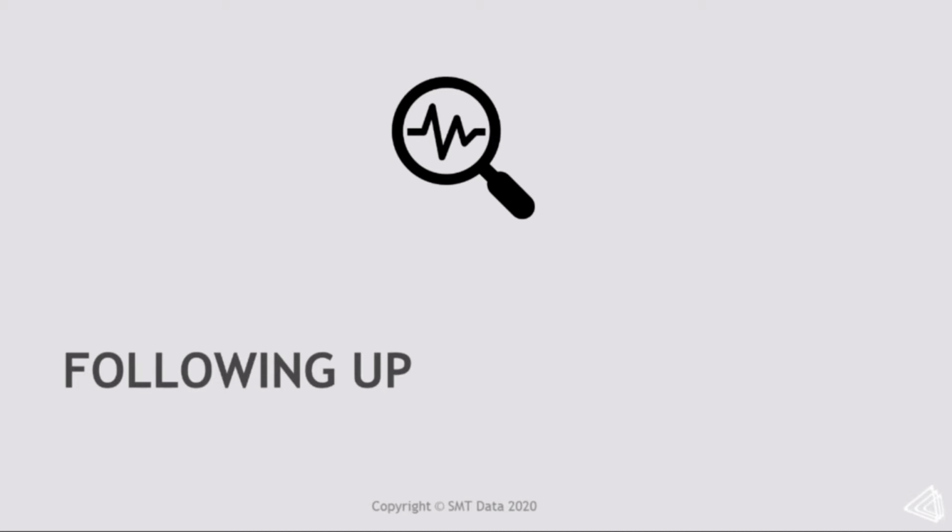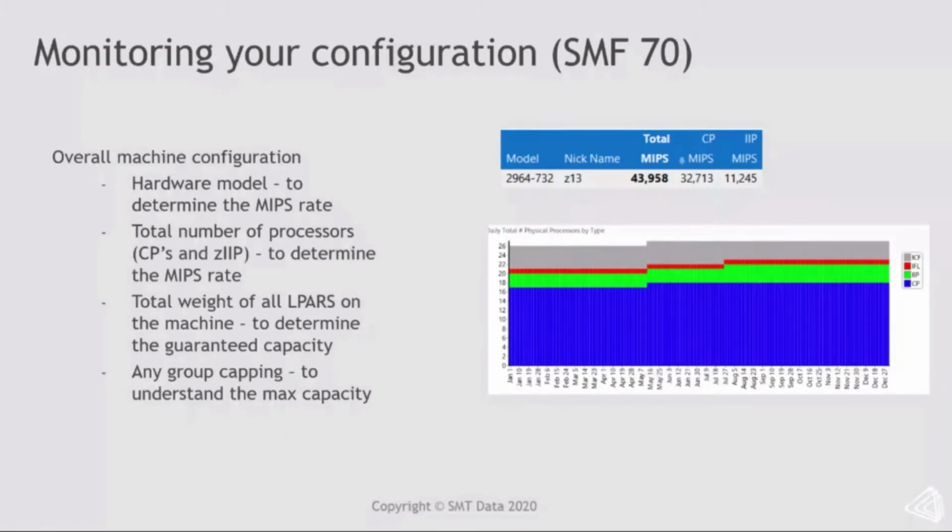It's important to be able to follow up on this. And I'll just very quickly, because I'm aware of the time here, go through some of the monitoring that's important for you to have as an outsourced customer. One is access to the SMF70, so you can see what hardware model you are running on, how many processors are out there, what's the total weight of all the LPARs, any group capping out there, because all this is information that's going to affect both your bill and your quality of service. You need this information in order to be able to calculate the MIPS rate, for example.